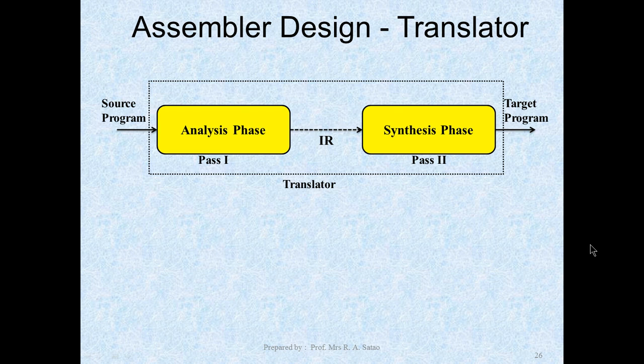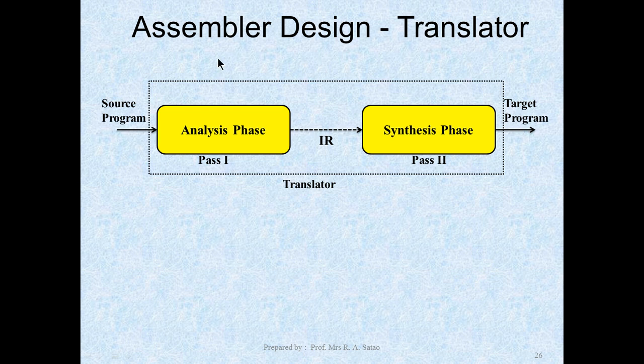We'll see what assembler design is. An assembler is nothing but a translator which translates one type of code or program to another type of program or code. Now in the case of an assembler, the input source program is an assembly language program, that is a .asm file, and the target program is machine code.